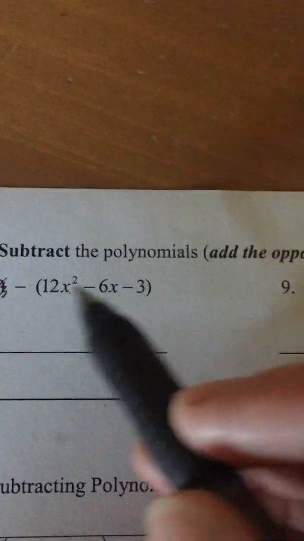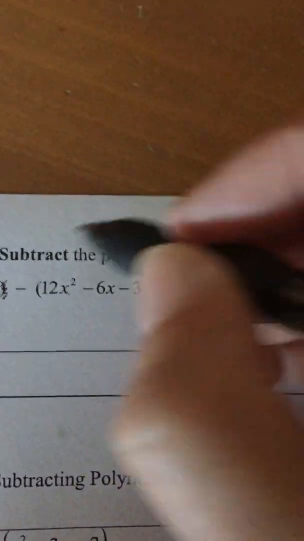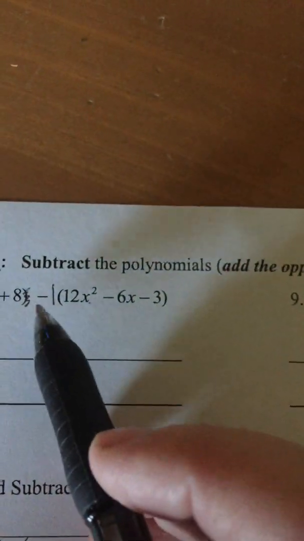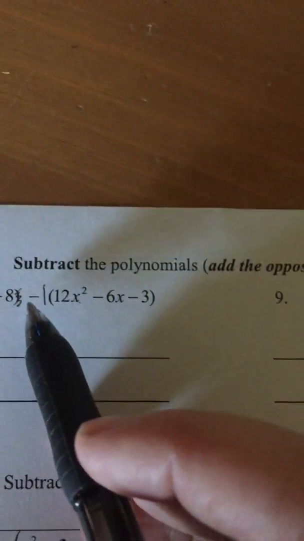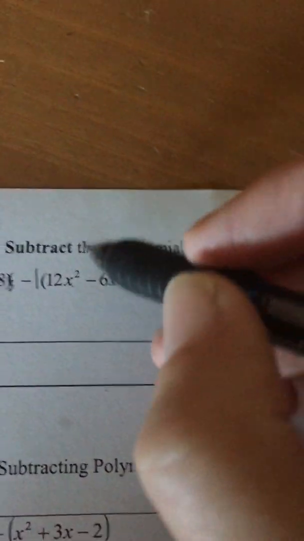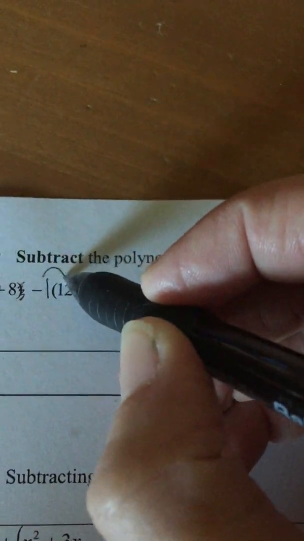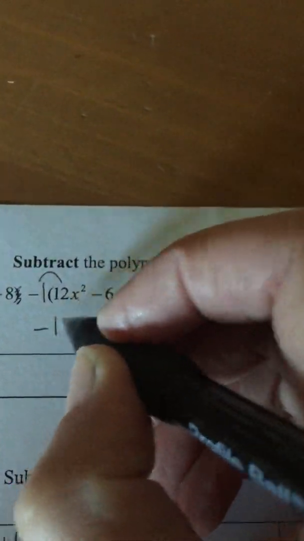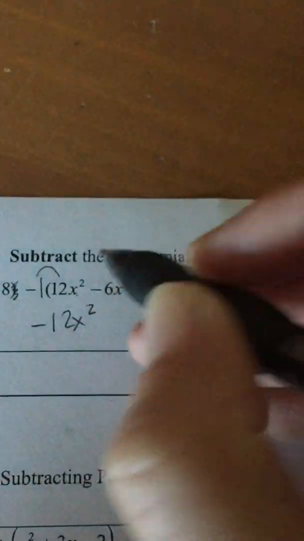So how do I get rid of this set of parentheses when I can't do what's inside? You distribute the number in front of it. There's the 1 sitting in front of it, but it is no longer a positive 1 because it's not an addition problem. That's a negative 1 because it's a subtraction problem. So I need to multiply negative 1 times 12 in the calculator. Negative 1 times 12 is a negative 12x squared.